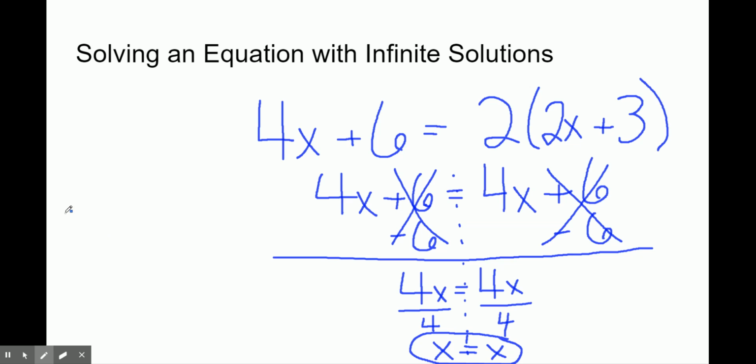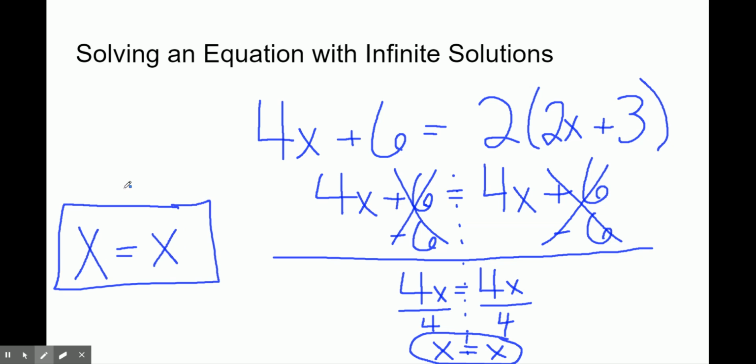Now, when we have an equation with variables, we're trying to figure out what number we would plug in for x. What is x equal to? Well, if x is equal to itself, then that would allow us to put in any value for x, and this equation would still be true, which brings us back to infinite solutions for this problem.